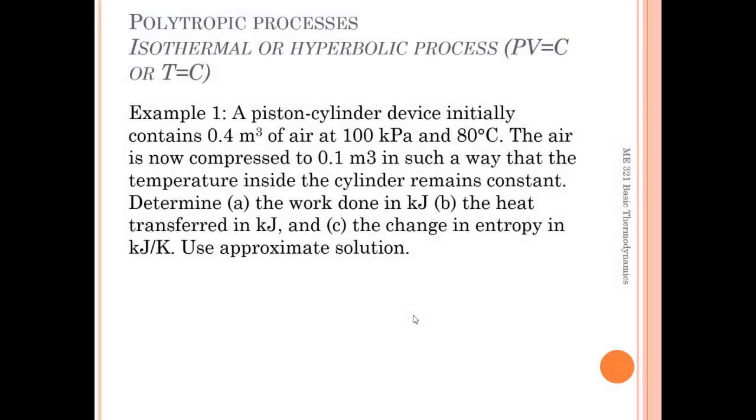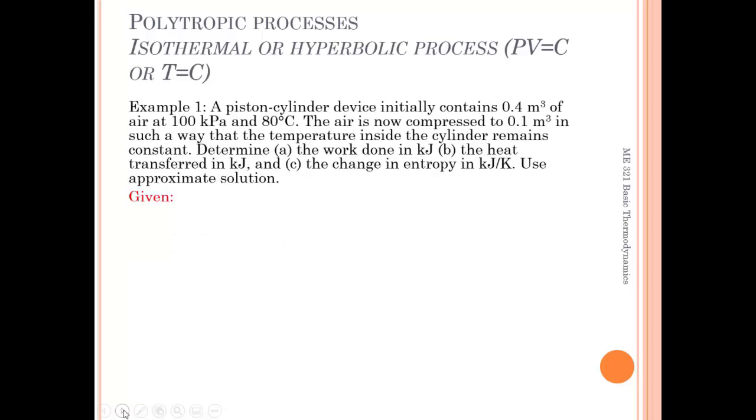This is our first problem for isothermal processes. Please take your time to read and understand the problem. The problem gives the initial volume, pressure, and temperature of the gas inside the piston cylinder device. The working fluid inside our device is stated to be air. We are also given the final volume of air to be equal to 0.1 cubic meter.